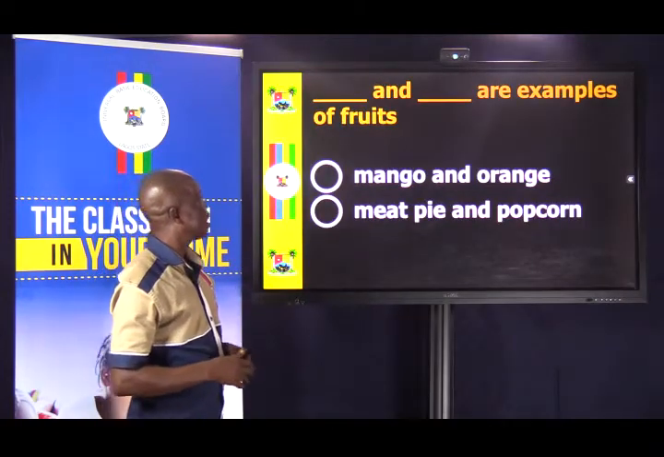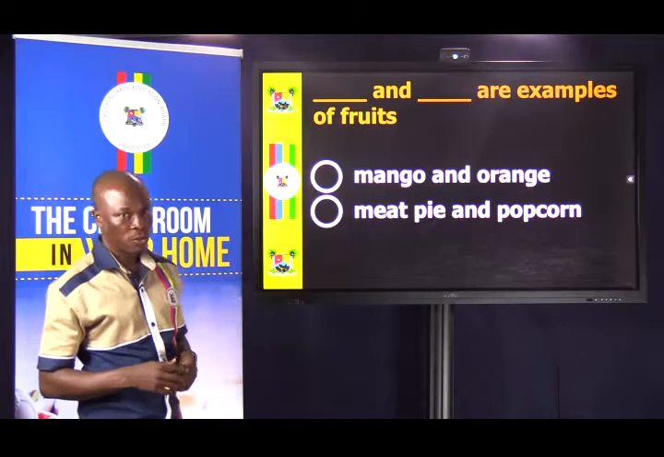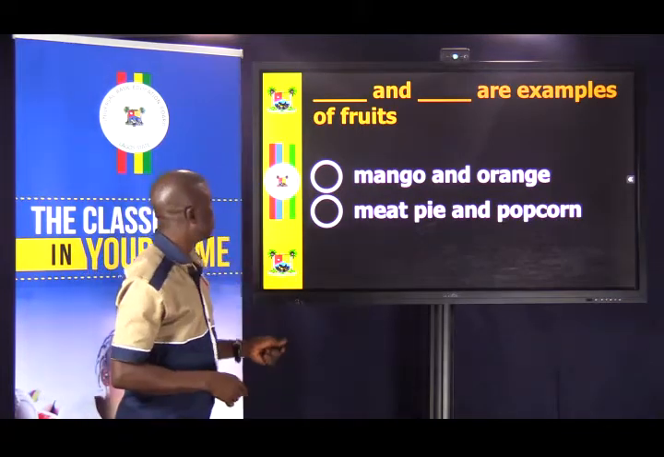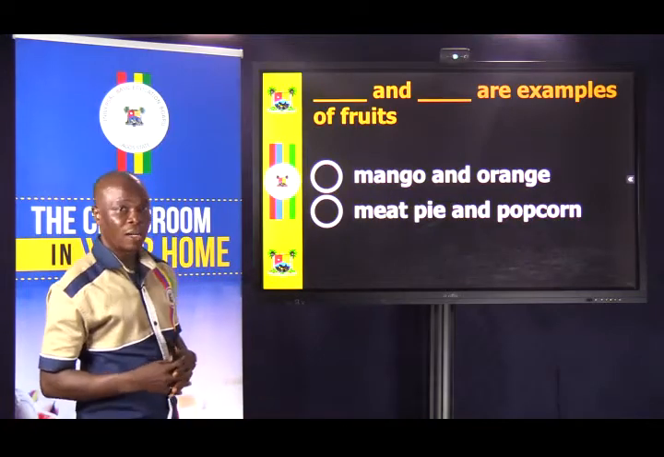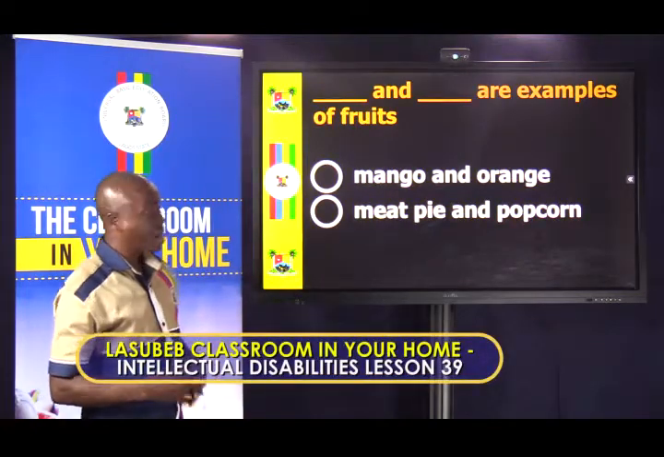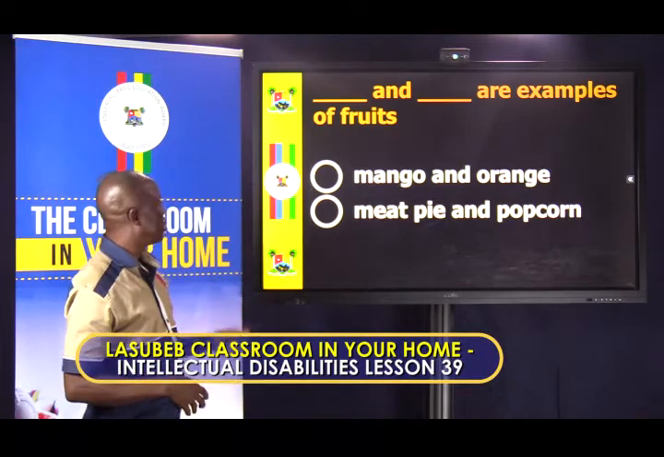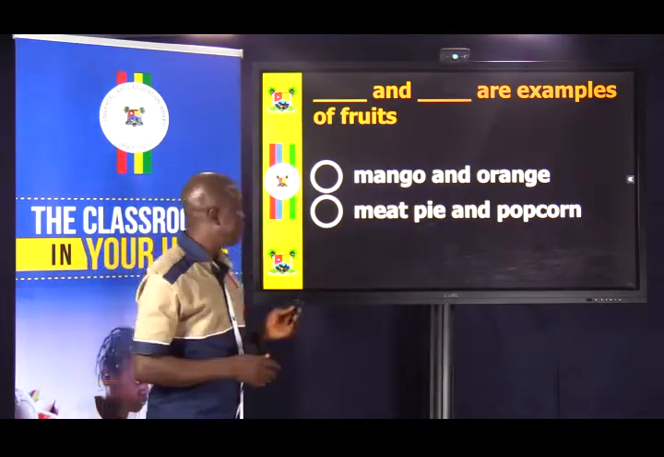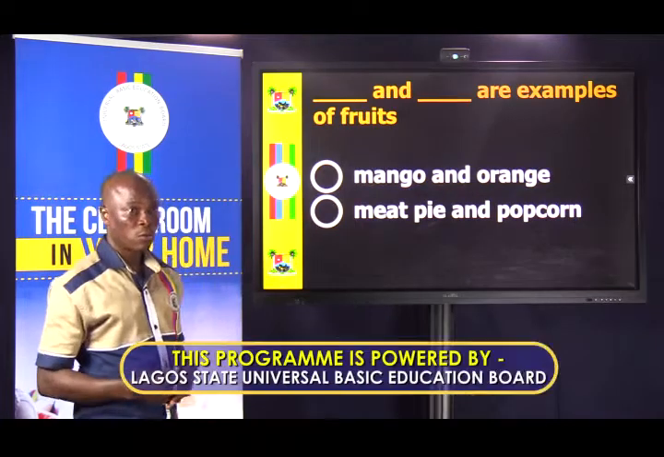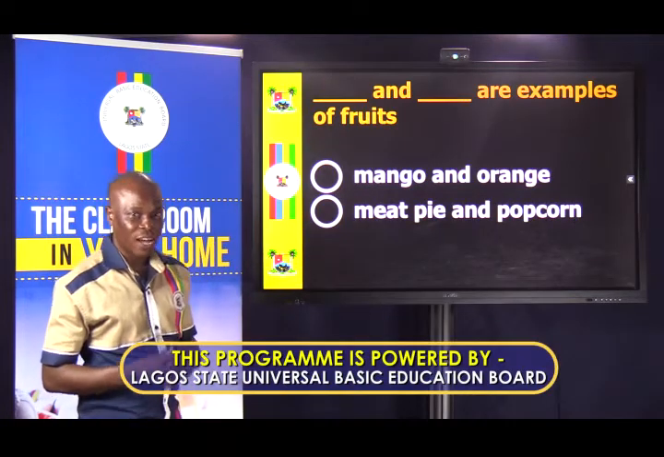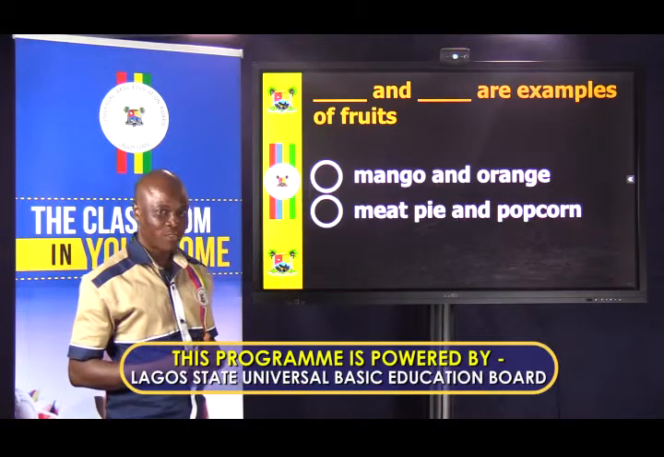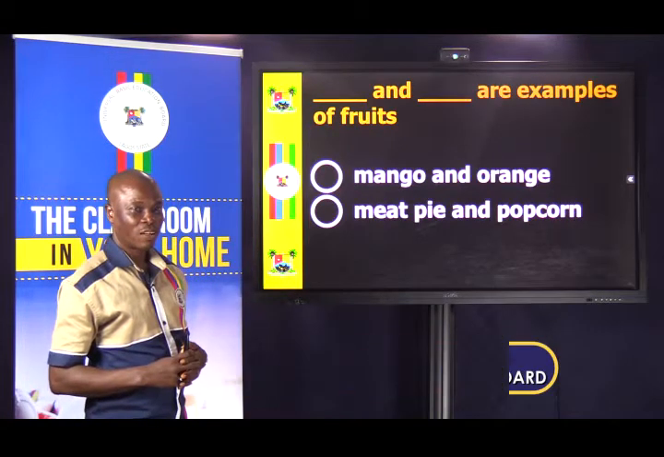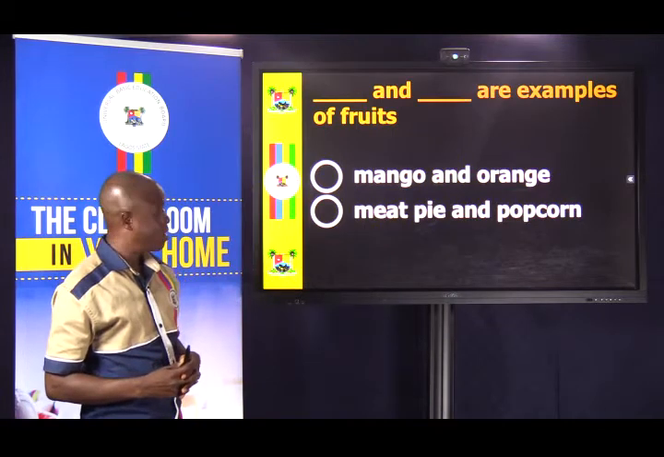Dash and dash are examples of fruits. A, mango and orange. B, meat pie and popcorn. Which is your answer? I'm waiting for you to pick your answer. Have you picked your answer?